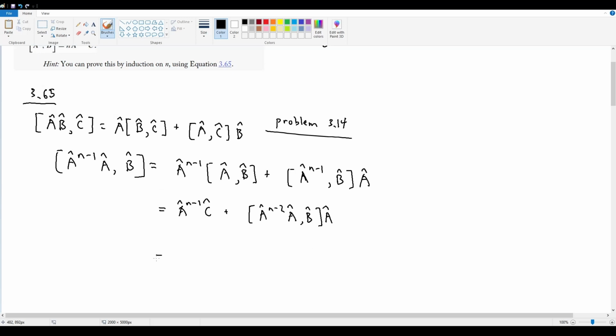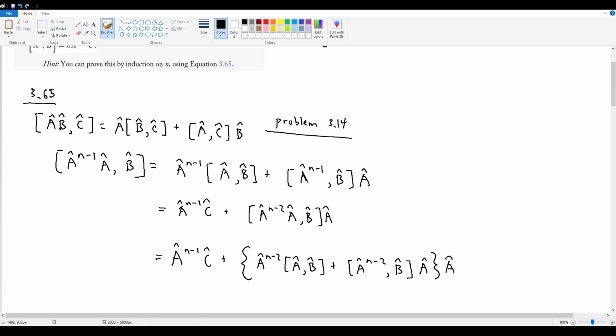Because I can work on this again, and this is going to give me a hat n minus 1 c hat at the front plus, and then I use the commutator identity on this whole thing again, so this is going to give me a hat n minus 2 acting on the commutator of a hat and b hat, plus a hat n minus 2 commutated with b hat, with a hat acting outside with a hat at the front again. And once again, this thing becomes a c hat.